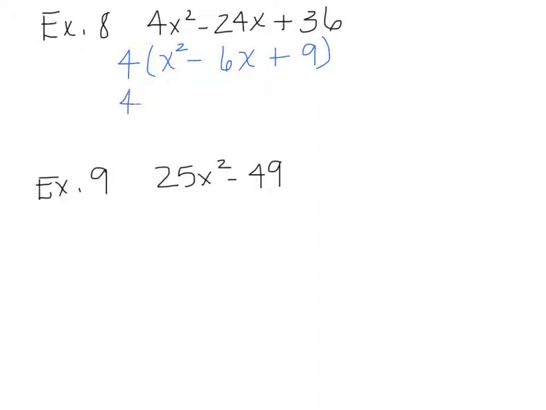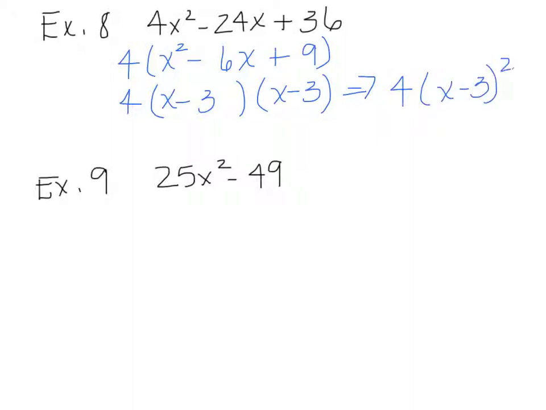So we need two factors of 9 that give you -6. The only two that will work are -3 and -3. Now we call this a perfect square trinomial because you can rewrite this as x minus 3 squared. So if you don't want to write it out twice, you can just put the square. So that's what they mean by a perfect square trinomial, because tri means 3.